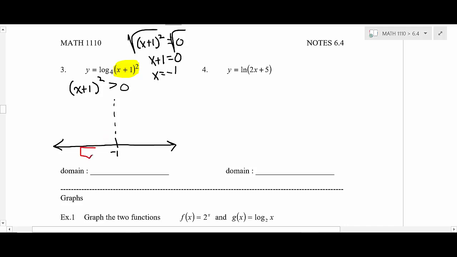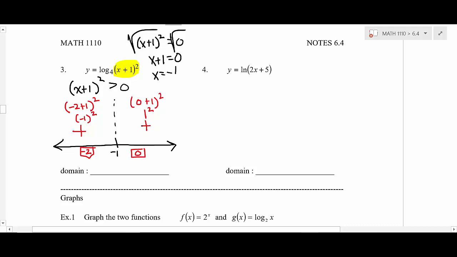So what's a good test point to use below negative 1? Negative 2. Okay, let's plug in negative 2. So do negative 2 plus 1 to the second, and that's going to give you negative 1 to the second. Is that positive or negative? Positive. That's exactly what we're looking for, where that's greater than 0. So that's one of the regions we're looking for. What's a good test point on the other side of negative 1? 0, 1, whatever you choose, as long as it's bigger than negative 1. If you plug that in, you would have 0 plus 1 to the second, and that's 1 to the second, so it's also positive.